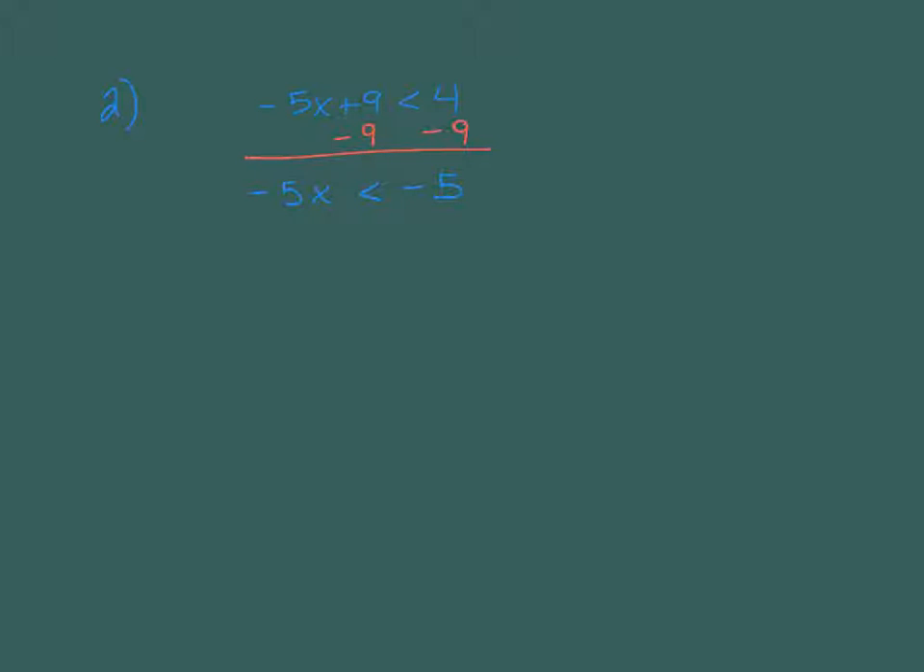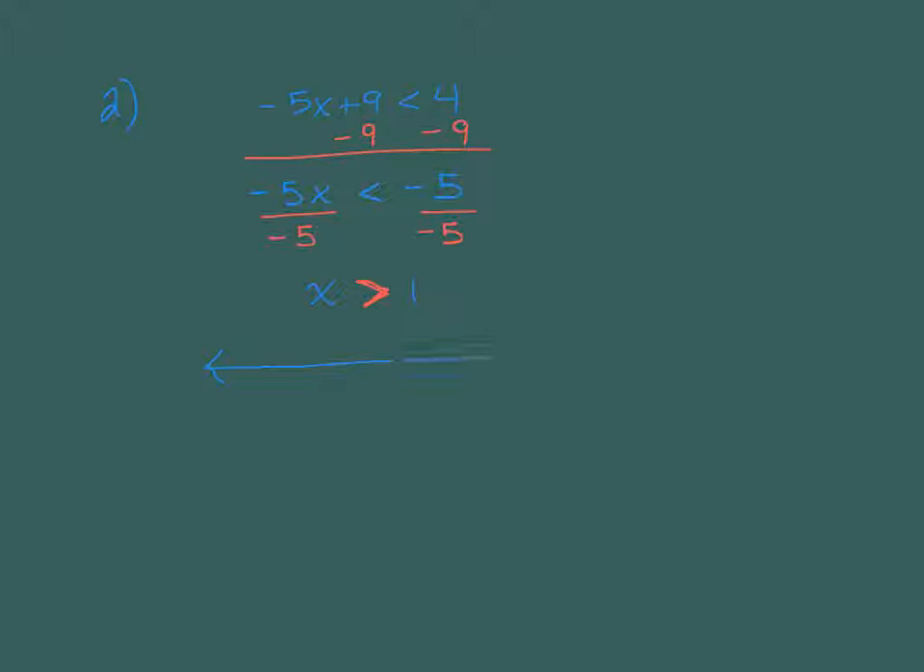Now I want to make x have a coefficient of 1. In order for it to have a coefficient of 1, I've got to divide by a negative 5 because a negative divided by a negative will give you a positive. So whatever I do to one side of my inequality, I have to do to the other. Since I'm dividing by a negative, I need to flip my inequality sign around. Anytime you divide or multiply by a negative, you have to reverse your inequality. That's going to leave you with x is greater than 1.